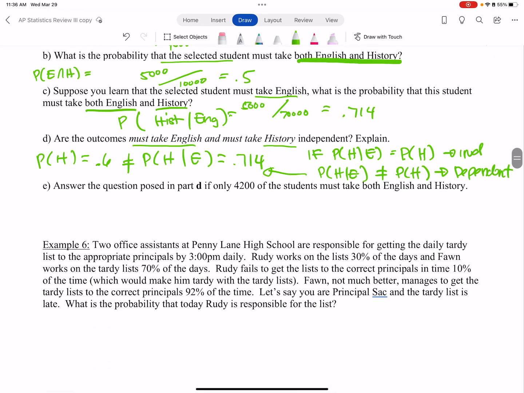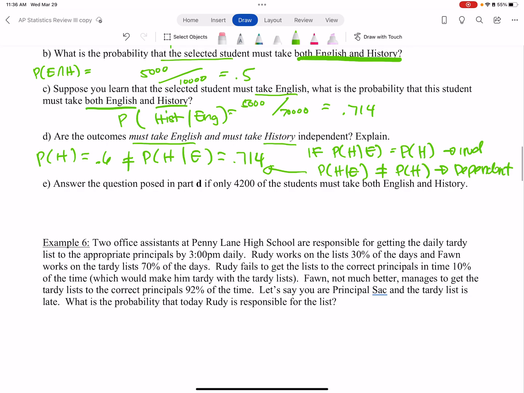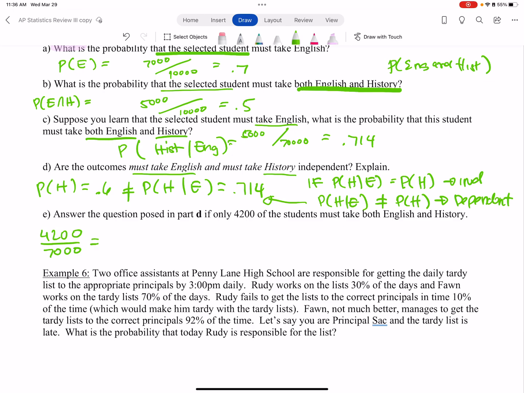Answer the question posed in Part D if only 4,200 students had to take English. So now they're saying if I have 4,200 out of the 7,000 students instead of 5,000, that's going to be 0.6. And then yes, the probability of history given English would be 0.6, and the probability of history would also be 0.6. And because they're the same, then I would say yes, independent.